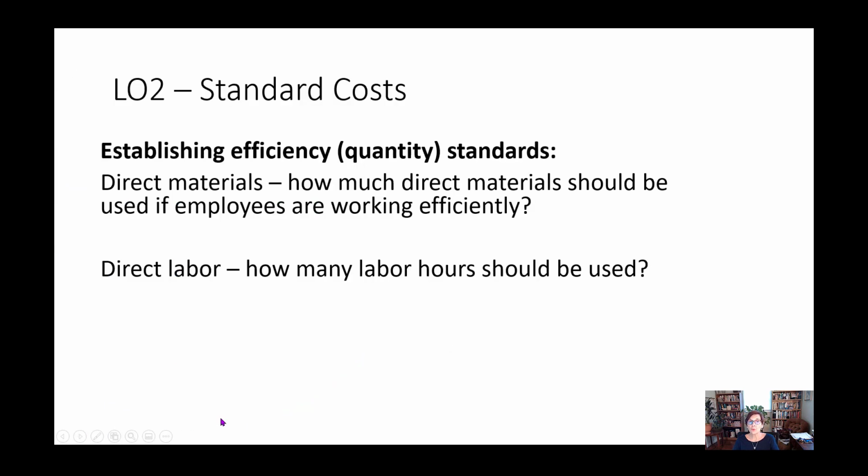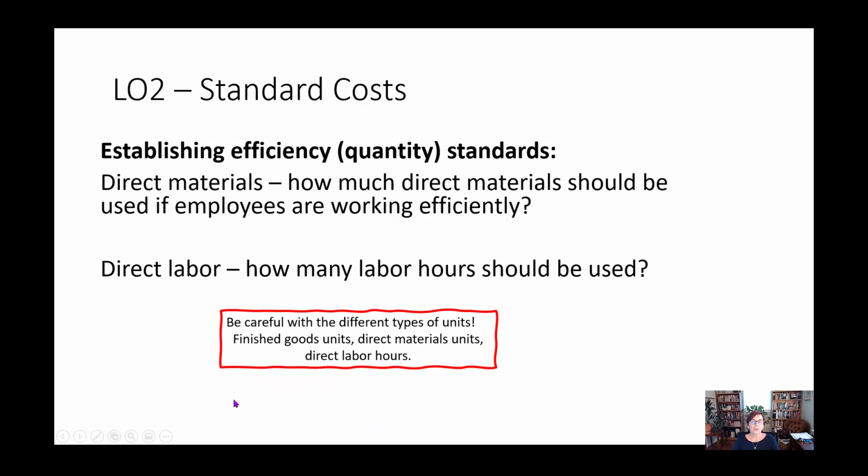Then there are standard quantities. So direct materials, we ask the question, well, how much direct materials should be used if employees are working efficiently? So that's going to be some quantity for each unit of product. Direct labor, how many direct labor hours should be used for each unit of product? So be careful with the different types of units because there are finished goods units, there are direct materials units, and there are direct labor hours, and those are all different units.